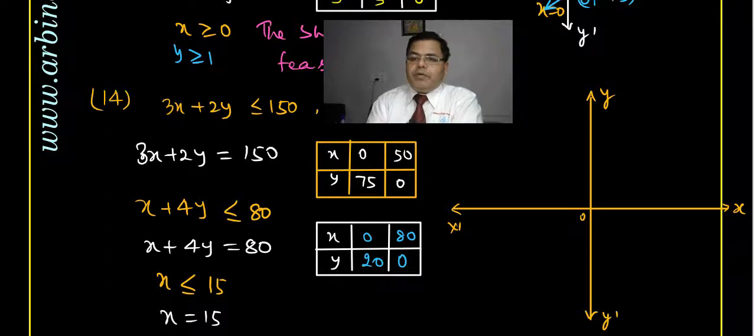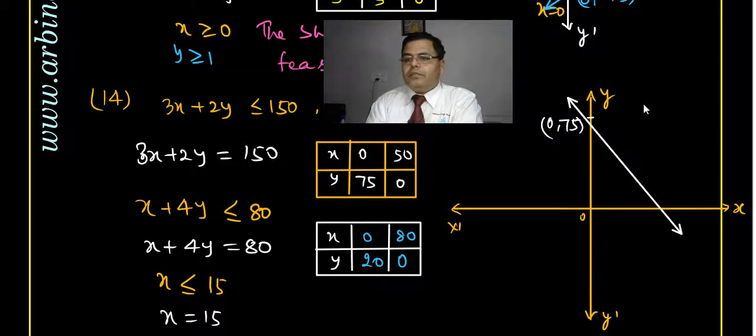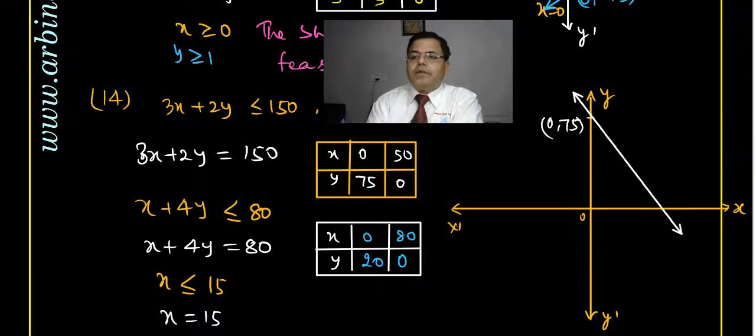So here if x is 0, y is 75. Here is the point 0 and 75. And x is 50, y is 0. So we can plot a graph passing through 75 and 0, and passing through 50 and 0. Okay, so this is a line passing through here. This point is 50 comma 0, right?